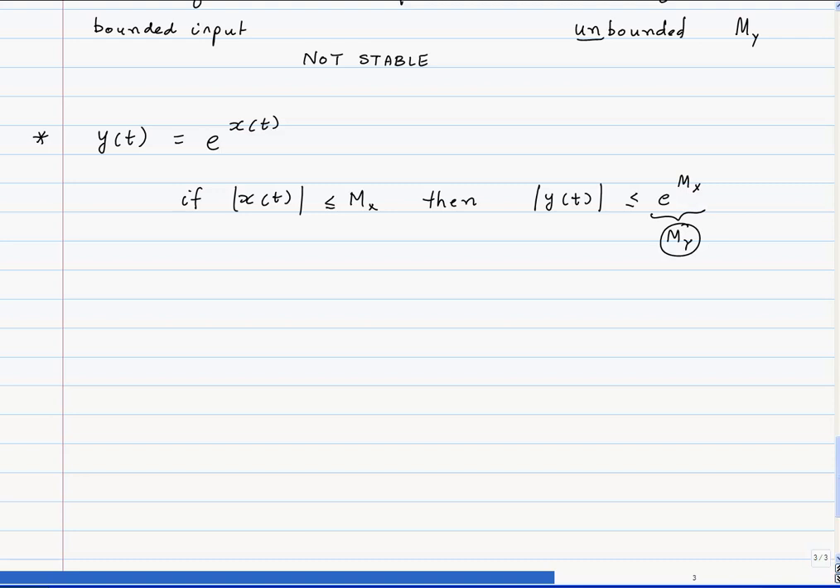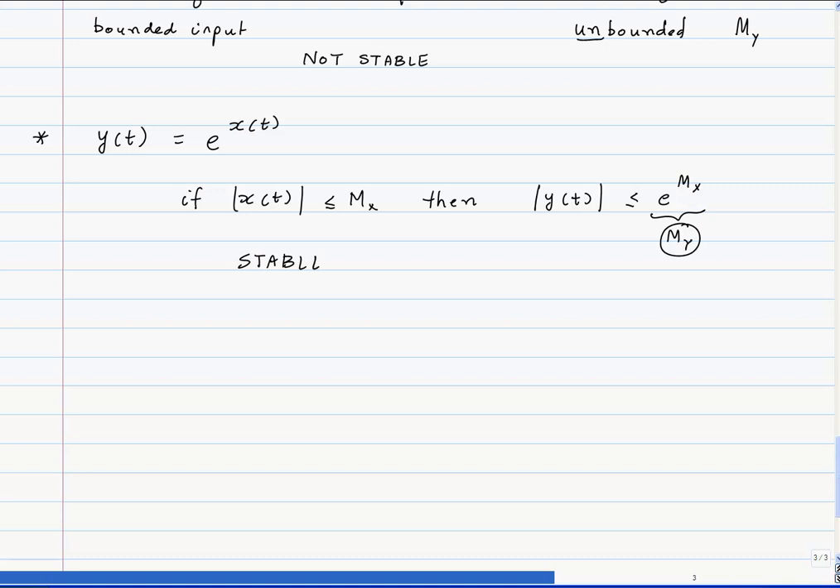Does this make sense? The other way to think about it is this: the only way for y of t to become unbounded is if x of t is also unbounded. Otherwise, I can always take the maximum value taken by x of t, raise e to that power, and say that y of t is always bounded by this number. So this system is stable.